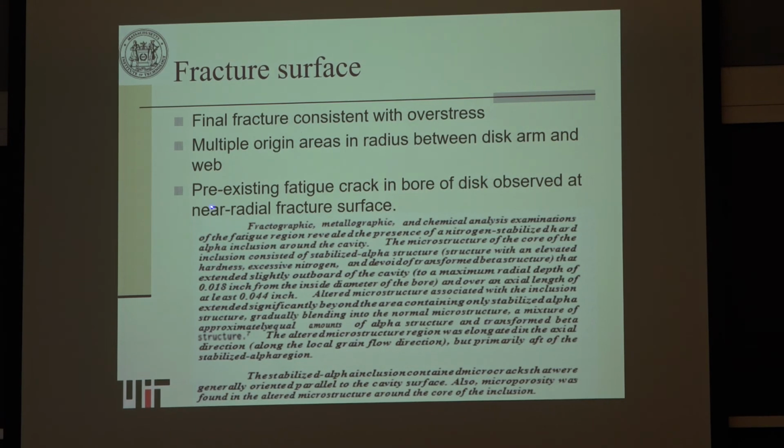This is the write-up from the NTSB report. What they found from the fractographic, metallographic, and chemical analysis was that it basically came from a hard alpha inclusion from the manufacturing. The hard alpha inclusion was the origin, and from that it initiated a fatigue crack that grew to a critical size, and then overstress occurred.